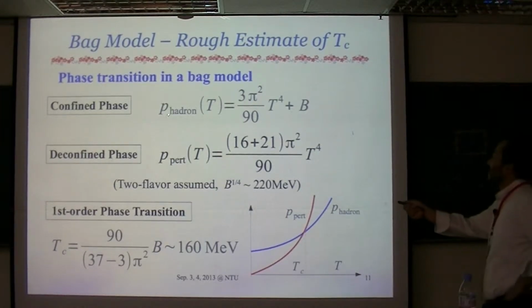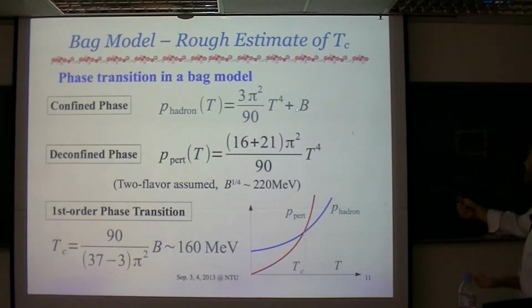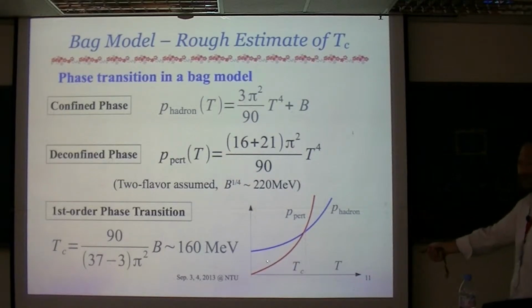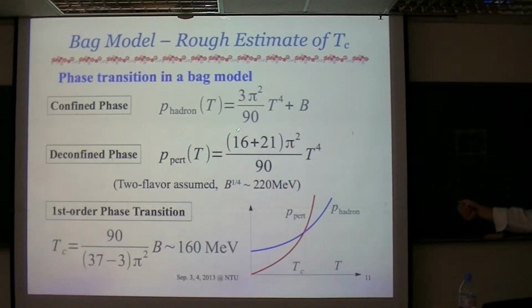And then this hadronic pressure is pushed up by this bag constant contribution, okay? And so, as long as the temperature is small enough, the hadronic pressure is always bigger than the pressure of the gluon gas. And that's why this hadronic phase is more favored, okay? But at some point, because this coefficient of the T to the fourth term is greater in the case of the gluon plasma, at some temperature, the pressure of the gluon gas must exceed the hadron gas pressure. And then there must be a phase transition here.